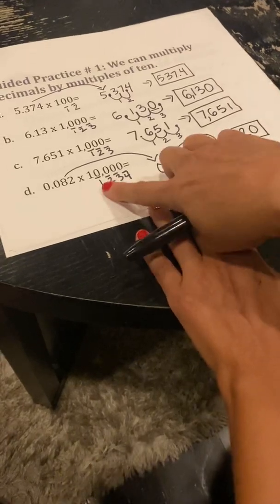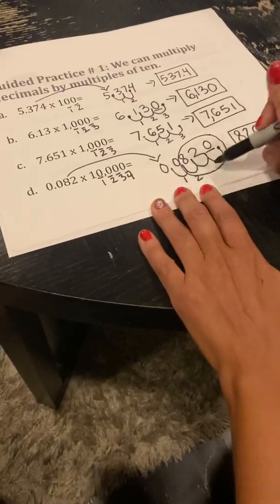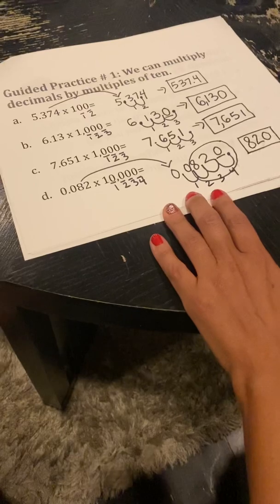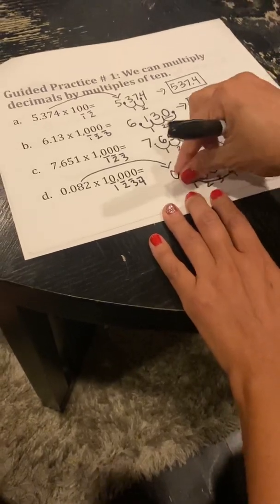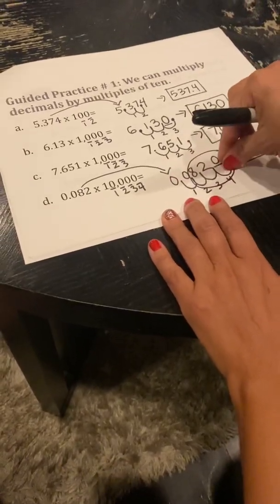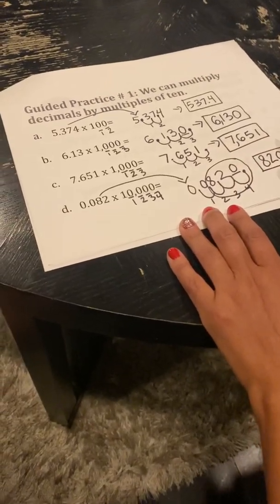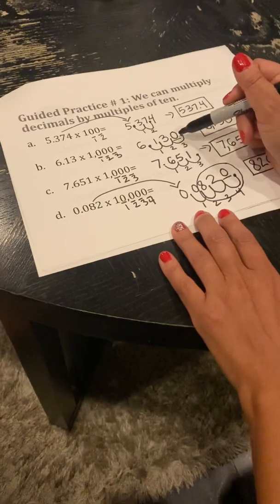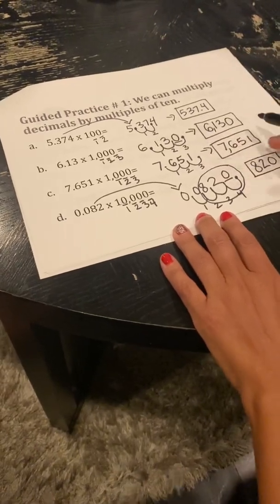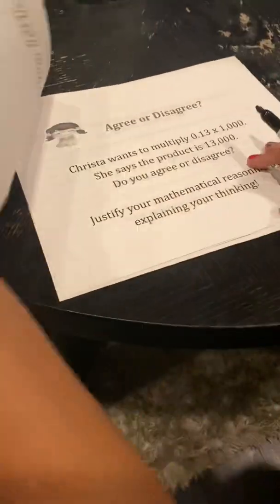So if you notice here, we had 4 zeros. I moved it over 4 times to the right. So we're just taking the decimal point and moving it over 4 times. And my final answer is 820. So sometimes you're going to have that empty place value where you need to put that 0 in. That's going to be really important. So I'm going to do guided practice 2.